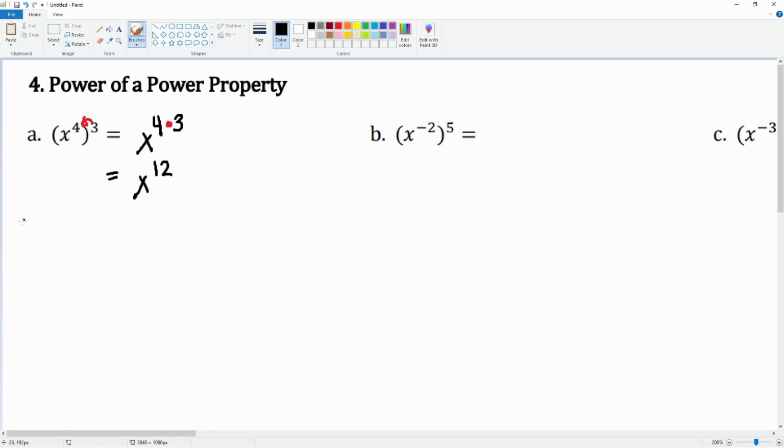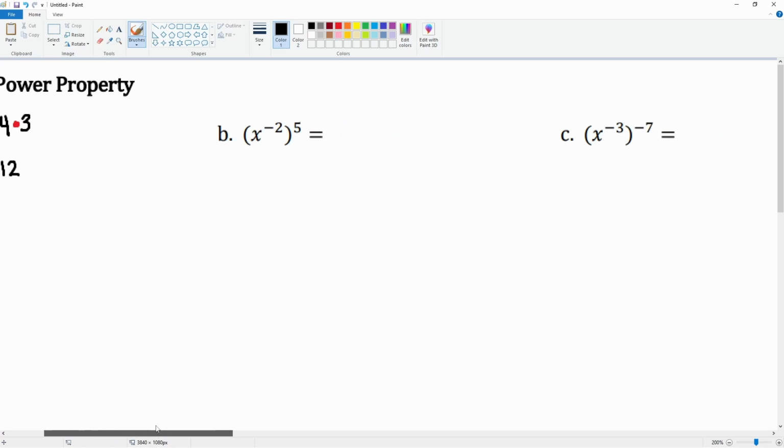The explanation of this is you have x to the 4th, but it's to the 3rd power. So you multiply it to an x to the 4th, then another x to the 4th. Here we can just add all the exponents. So 4 plus 4 plus 4 becomes x to the 12. That's the explanation of why the power of a power property works the way it works.